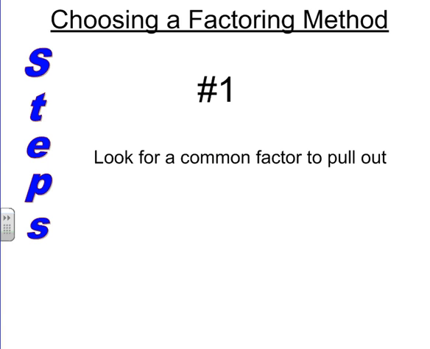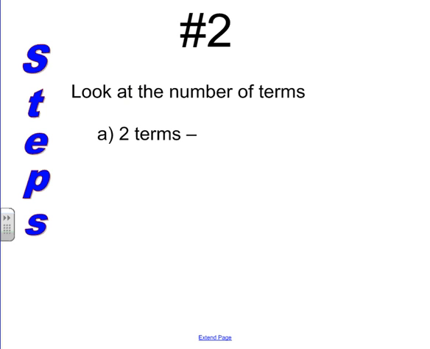Okay, step number 2 is to look at the number of terms that we have. And what do we mean by that? We want to decide, what are we looking at, a binomial, trinomial, or a polynomial, and that's going to help us decide how we're going to factor this. So, if we have two terms, we're going to check and see, is that the difference of squares? Because if it's the difference of squares, then we know how to factor that. We just practiced that a moment ago. All right, let's go on to the next one.